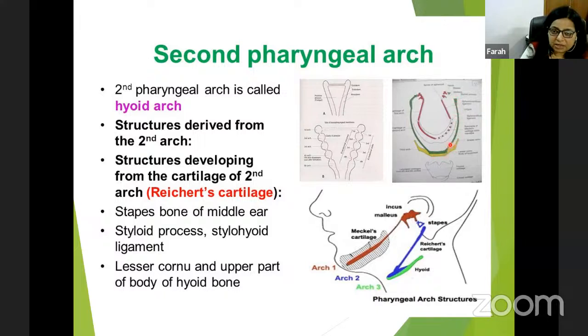This is the hyoid bone and styloid process. So the ligament between is the stylohyoid ligament. Muscle again is the stylohyoid muscle. Then we have the smaller cornu of the hyoid bone and the upper part of the body of the hyoid. It is all shown in green.